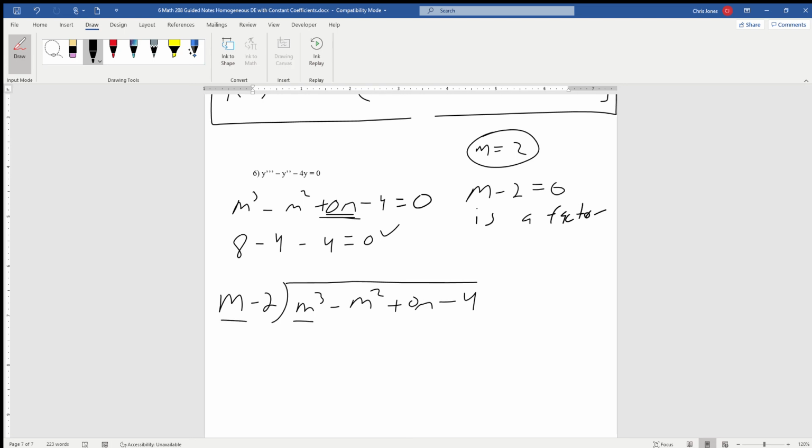What multiplies by m to give us m cubed? M squared. M squared times m, m cubed; m squared times negative 2, negative 2m squared. We flip the signs around, and we wind up with m squared plus 0m minus 4. Now we're going to do it again.